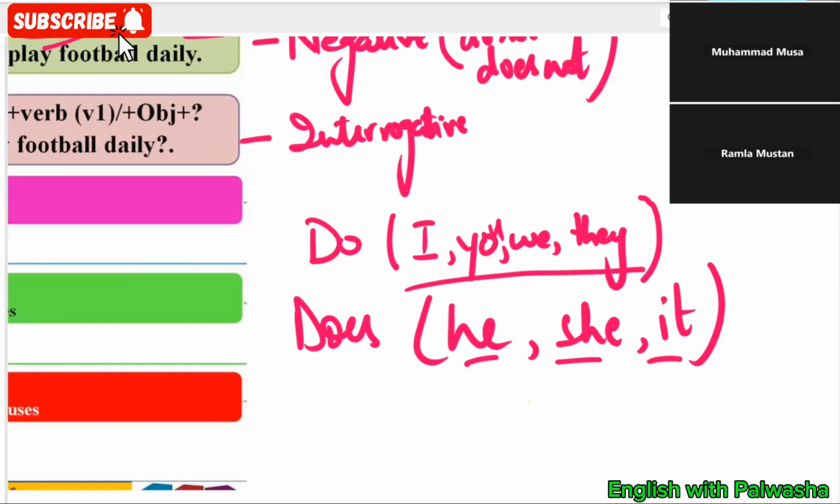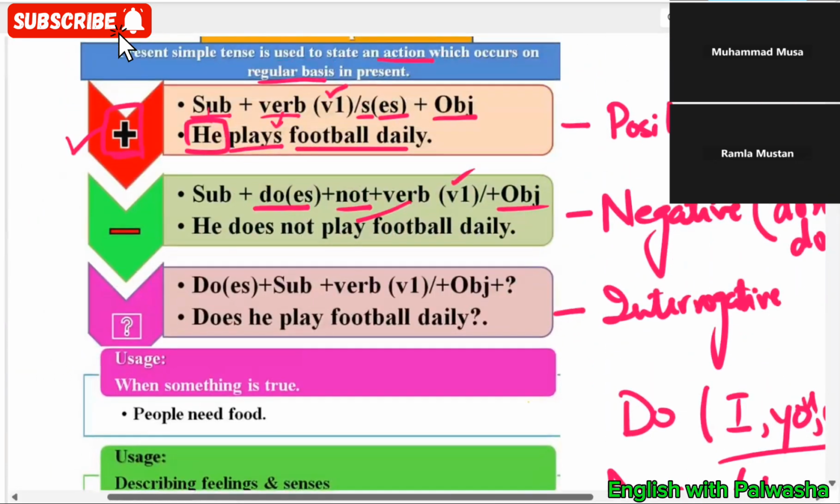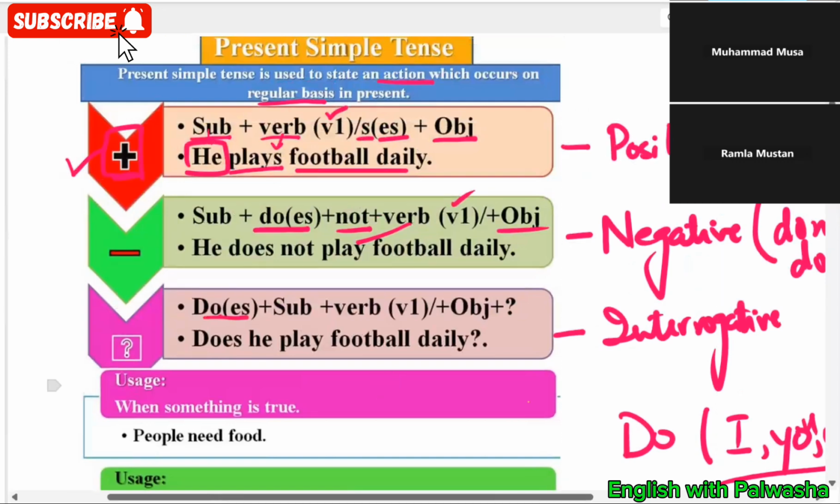If I want to add a question, do you speak English? Then if I go into the question form with he, I'll say, does he speak English? I have to use does with he, she, it, right? In the interrogative, do and does come in the beginning of the sentence, then the subject, then the verb, and the object. This is the sequence we need to follow. Does he play football daily?